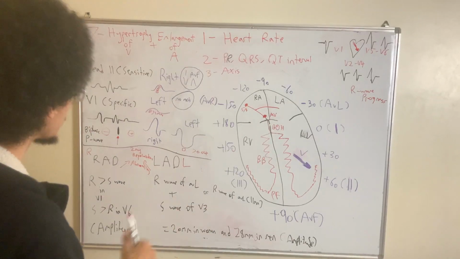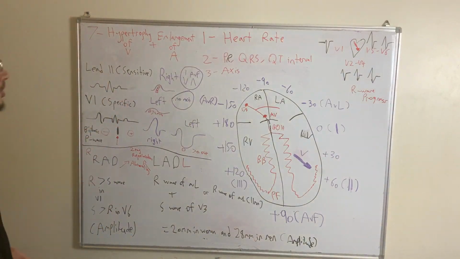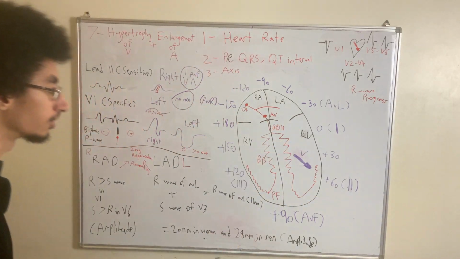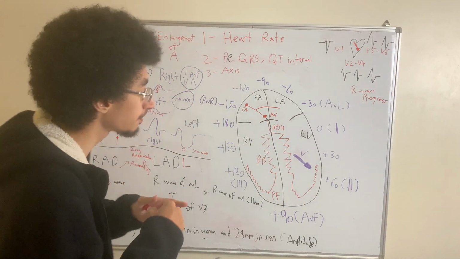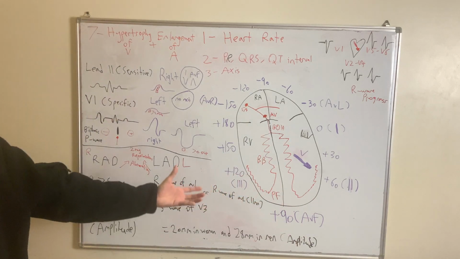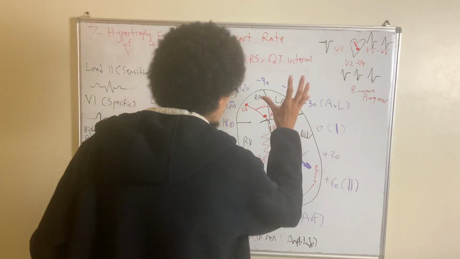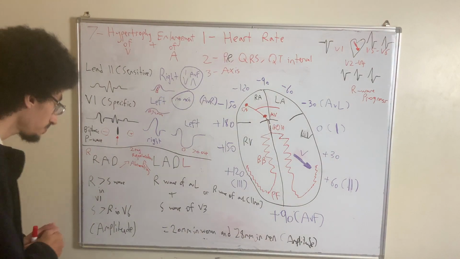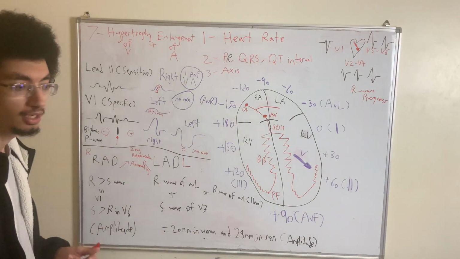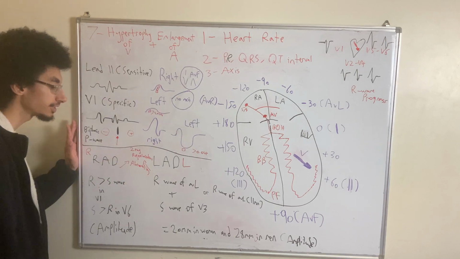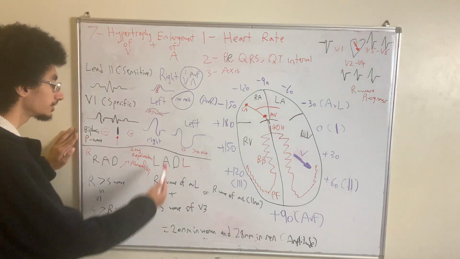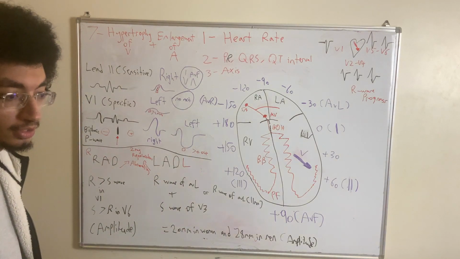Easy? Now, let's go and finish the video with hypertrophy of the ventricle, the right ventricle and the left ventricle. As you know, the left ventricle is much stronger than the right ventricle. So there will be more depolarization in this area than the right one. Okay? Now, here I made a comparison. The criteria for right ventricular hypertrophy and the criteria for left ventricular hypertrophy.